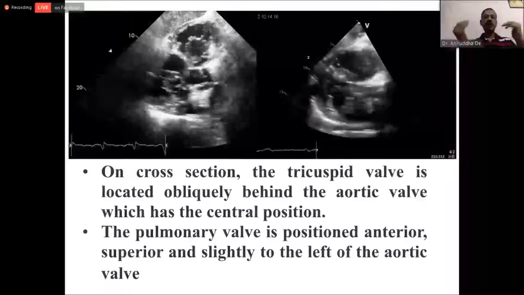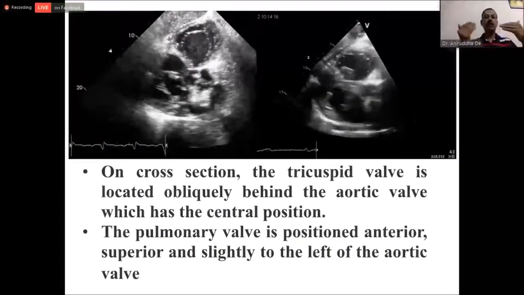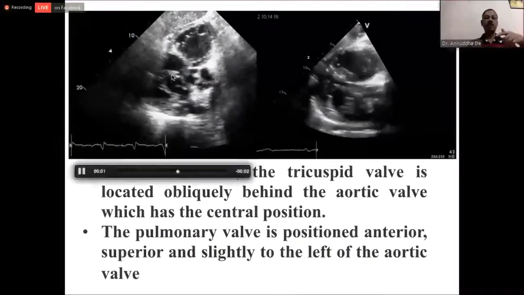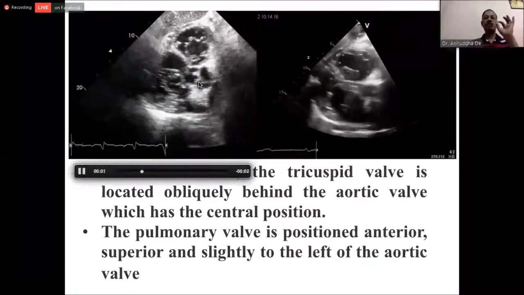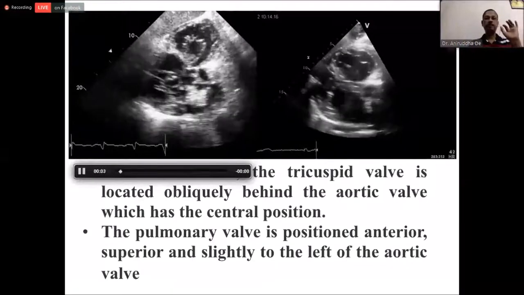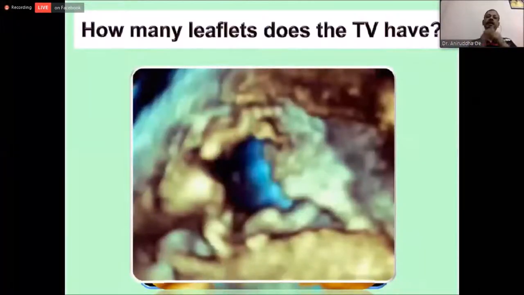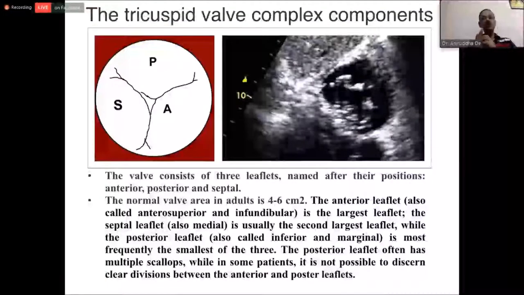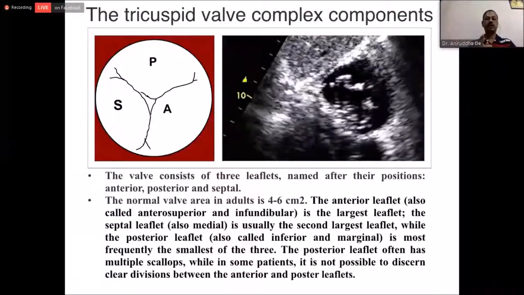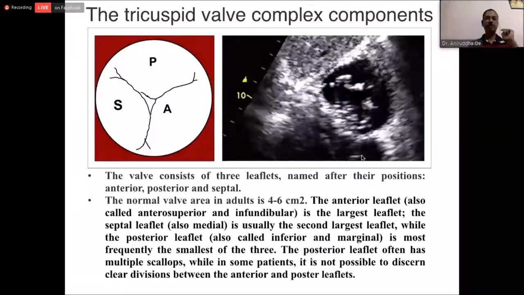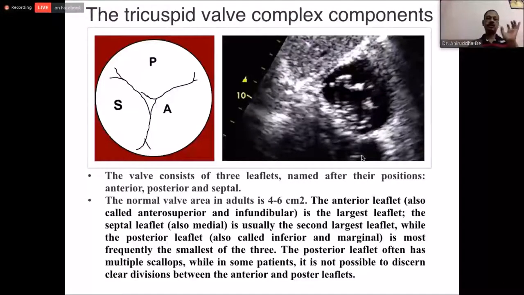Now, if you do the cross-section of the tricuspid valve, it is located obliquely behind the aortic valve, which is absolutely at the center. The pulmonary valve is positioned anterior and superior and slightly to the left of the aortic valve. But how many leaflets does the tricuspid valve actually have? The valve consists usually of three leaflets named after their position: anterior, posterior, and septal. In the en face view, you can identify this is the posterior, this is the septal, and this is the anterior. And the normal valve area is 4 to 6 square centimeters.